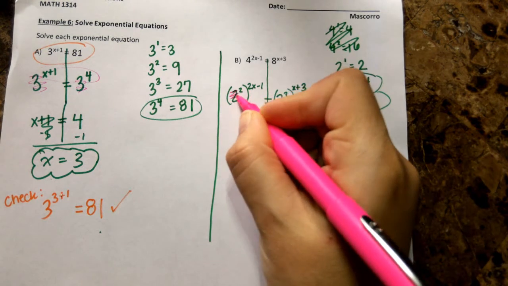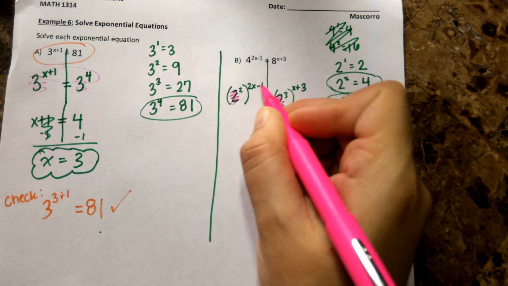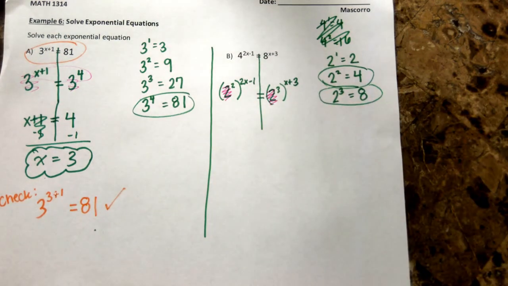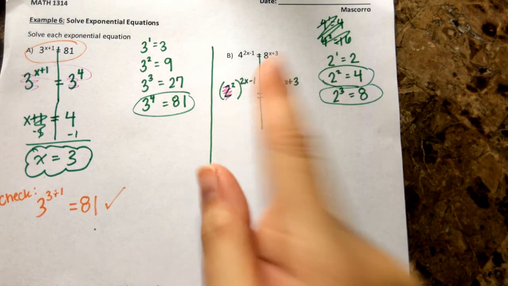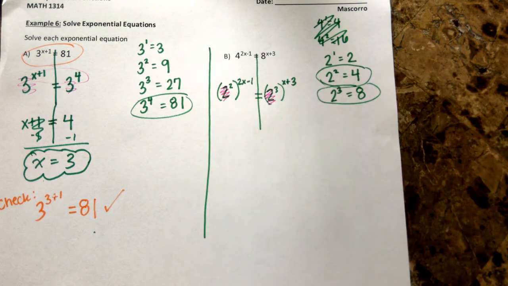So this base of 2, I'm just going to cancel out with the other base of 2, because I know that if the bases are equal, that must mean that the powers are the same. So once I cross out these bases, all that I'm left with is a power of 2.